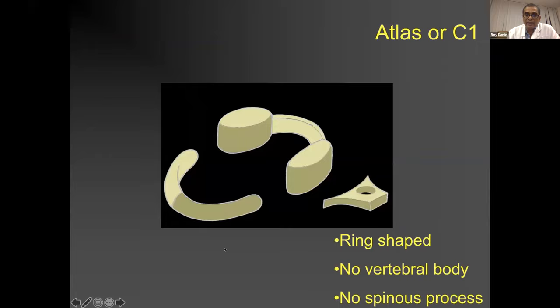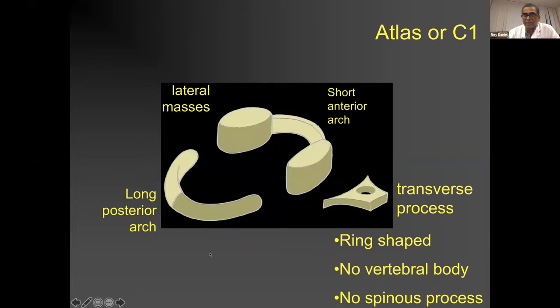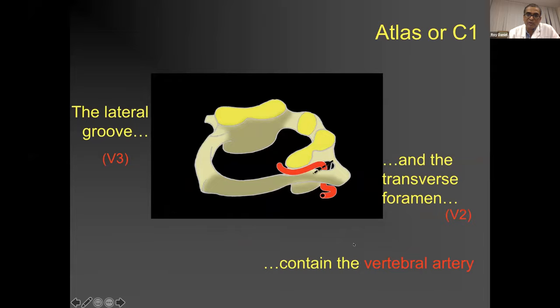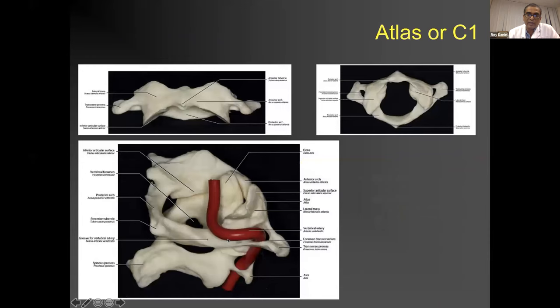So the atlas is slightly simpler to understand. It's ring-shaped. It has no body and no spinous processes. The anterior arch is very small. The posterior arch is pretty long. But this is the most important part. And Michael also stressed on this because it tells you where the vertebral artery is in these kind of approaches, because that's what protects you from the vertebral artery. And once you locate it, you know where you see the vertebral artery.